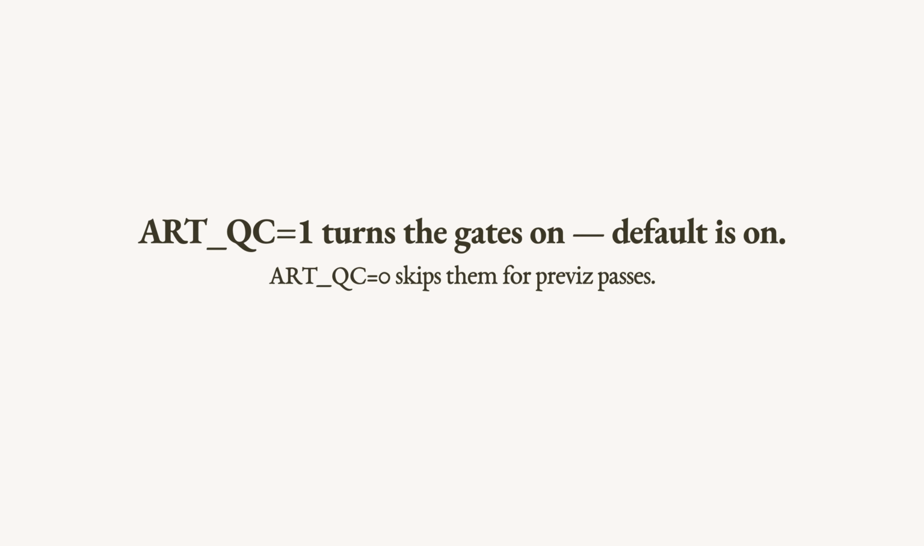ARTQC=1 turns the gates on. By default they are on. ARTQC=0 skips them. Useful when you are in a previs pass and do not want the gates to block an obviously incomplete slate cut. For any final cut, the gates must be on and passing.